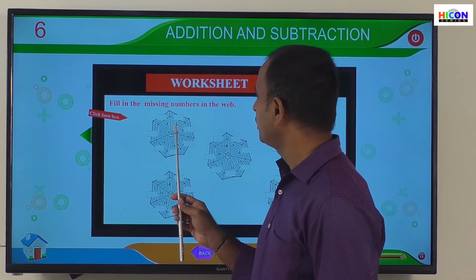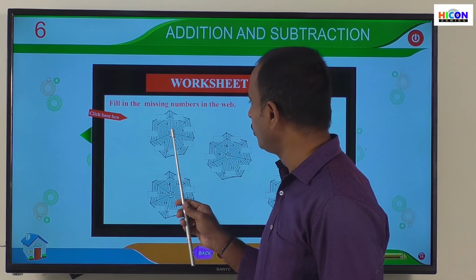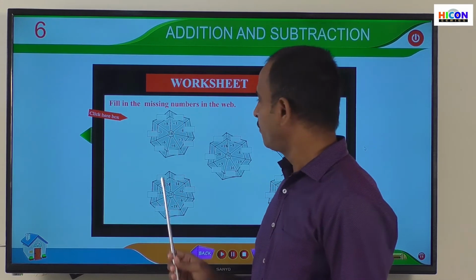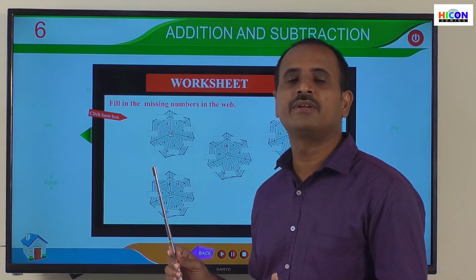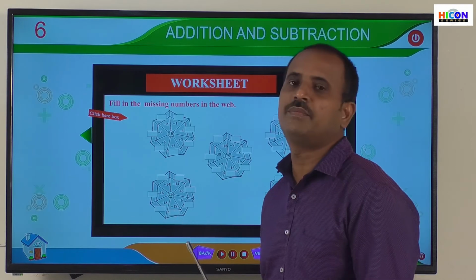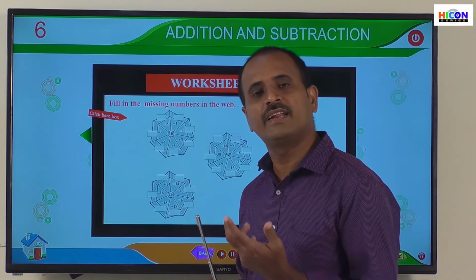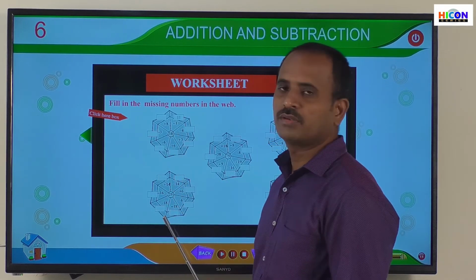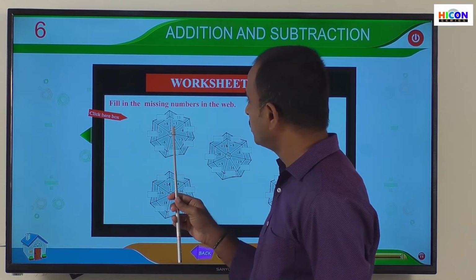Here first is plus 1. Plus means addition, so add 1 to 10 and write the answer in this box. If you add 1 to any number, you get its next number. What is the next number for 10? The next number for 10 is 11. So write 11 in this box. Now go to the next part.